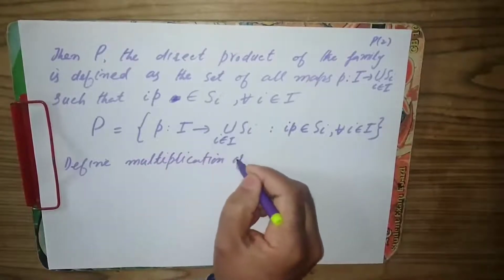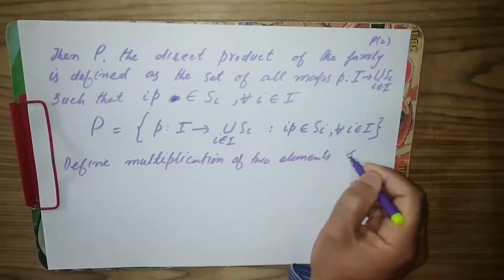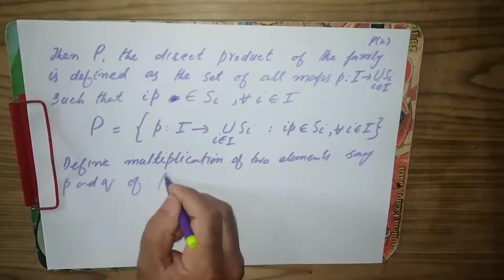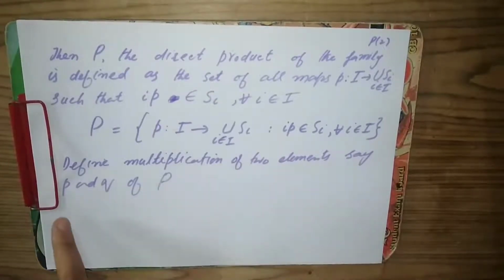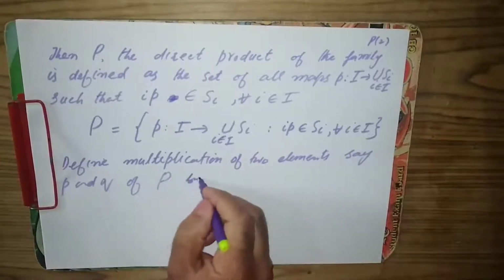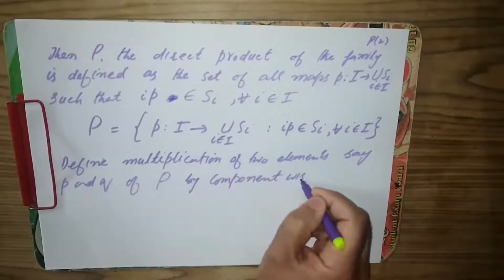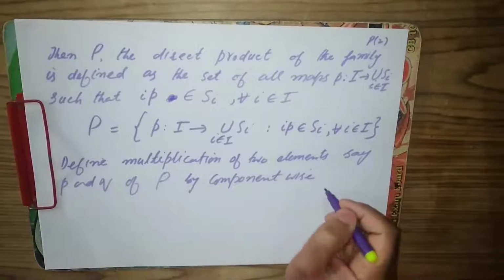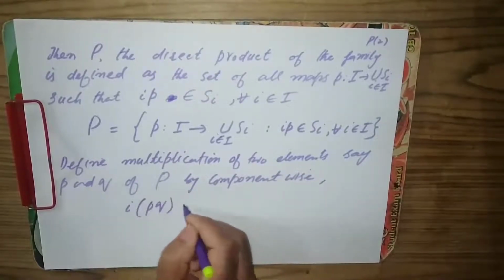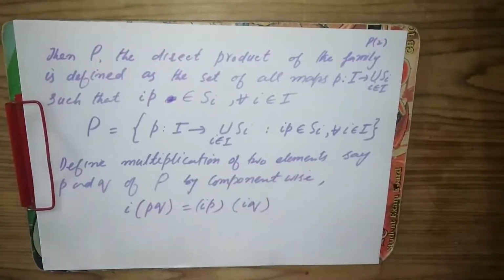Multiplication of two elements, say p and q of P, is done component wise or point wise, by component wise. So the image of i under the product is equal to p(i) into q(i).